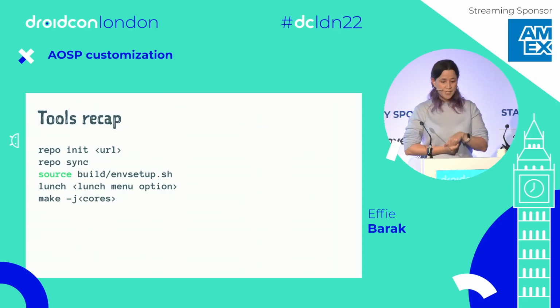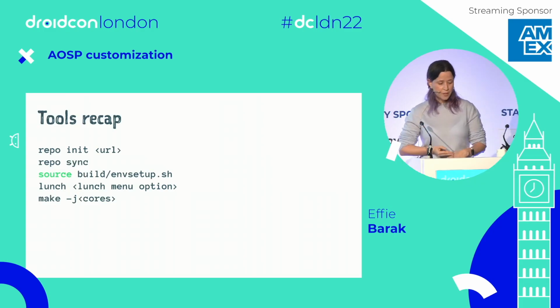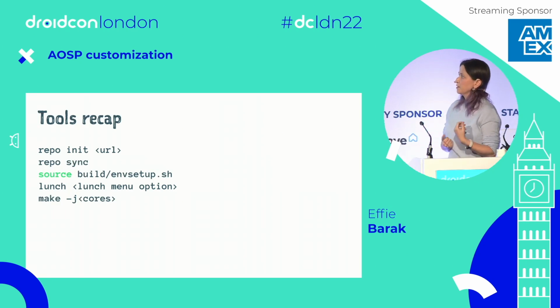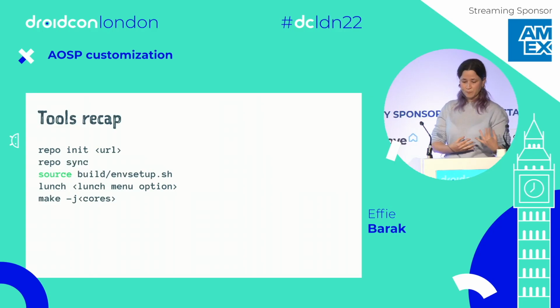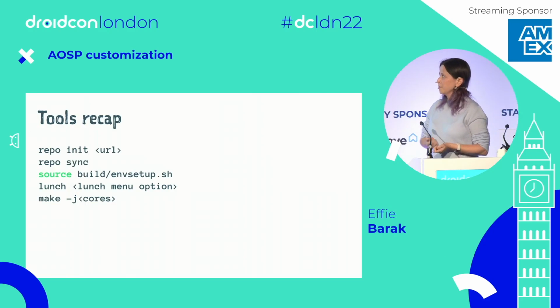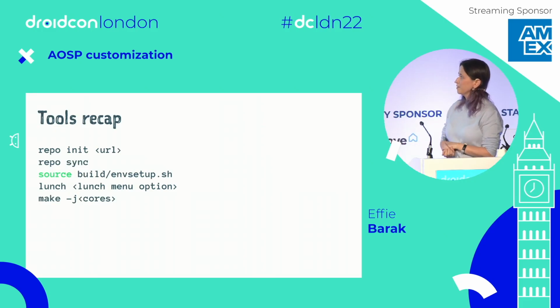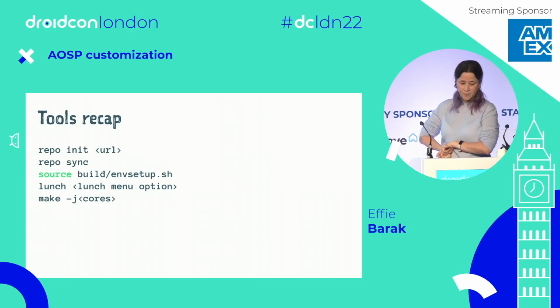So, a recap, which also brings us to: this is how we start working. This would be the first thing we try. We want to make our first build. How do we start? We start by doing repo init with the URL of the XML file that has all the repositories that we want to pull from. Repo sync will actually git clone all these repositories. We will run the environment setup, which makes these commands recognized. We'll pick our lunch target menu, and then we'll hit the command make, which will build Android for us.